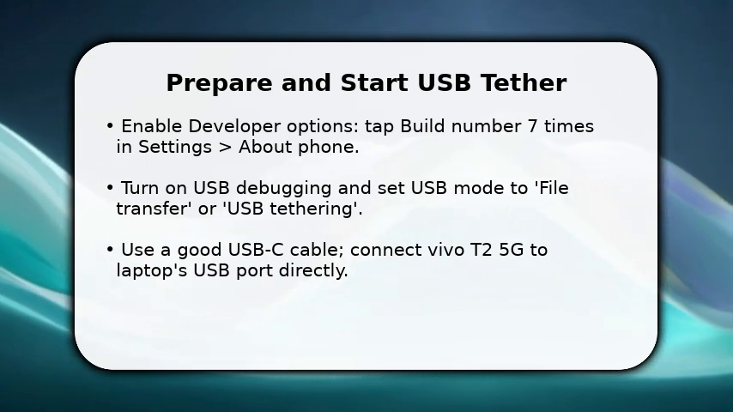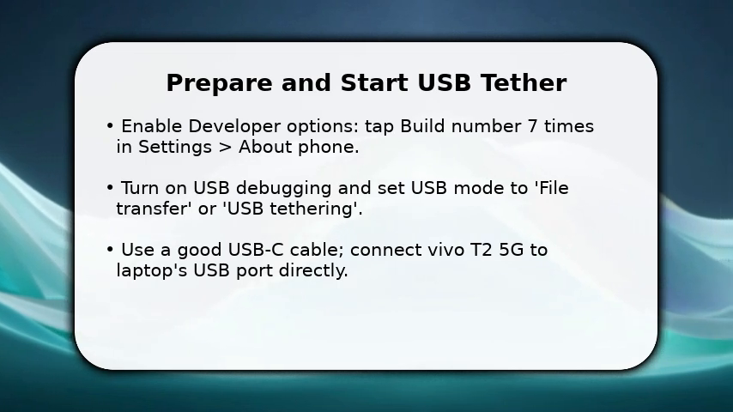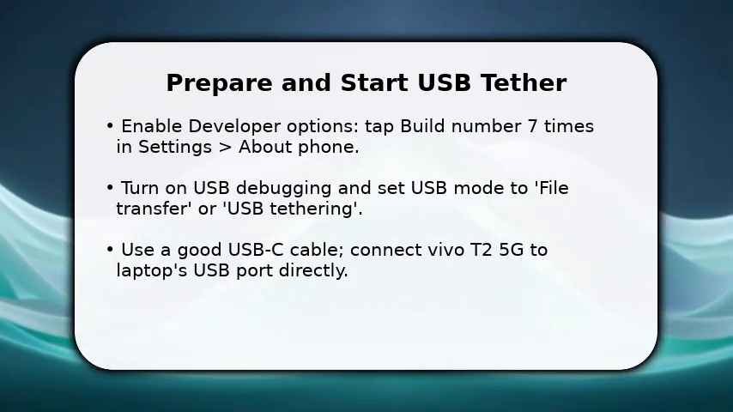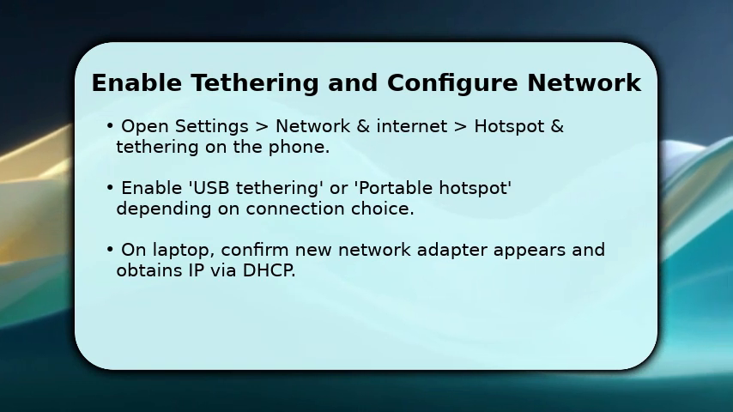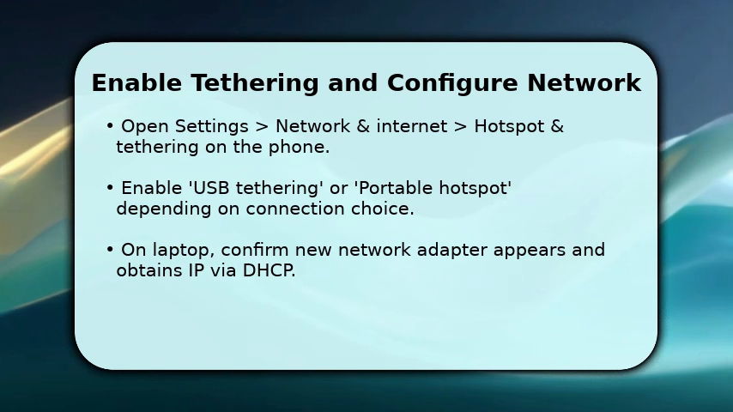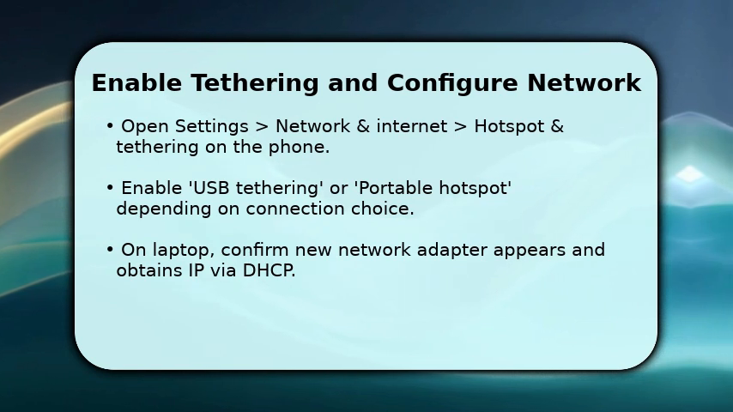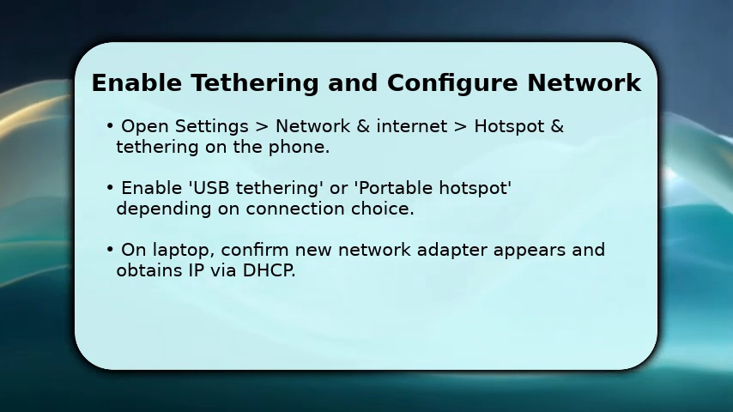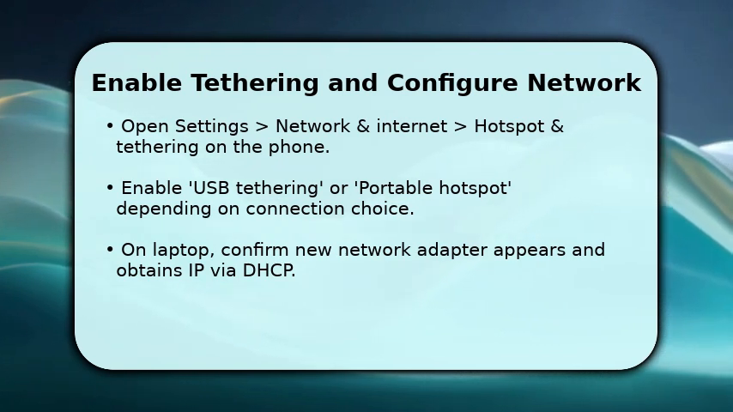Make sure you use a high-quality USB-C cable and connect to the laptop's main USB port to avoid intermittent power or data issues. Next, you enable the actual tethering feature and let the laptop accept network configuration. On the Vivo T2 5G, go to Network and Internet, then Hotspot and Tethering, and toggle USB tethering. If you prefer wireless, enable portable hotspot and set a secure password.